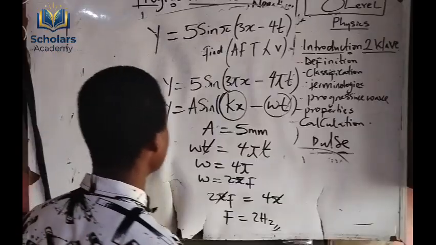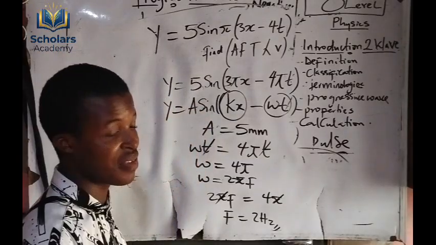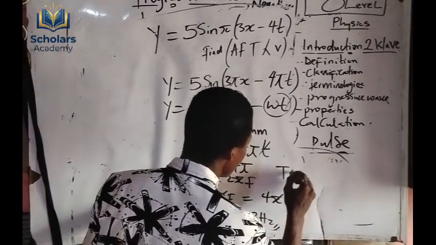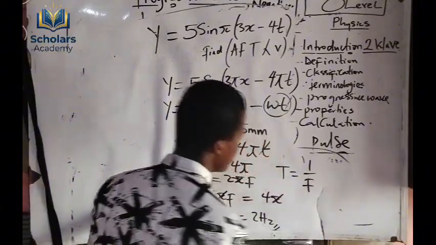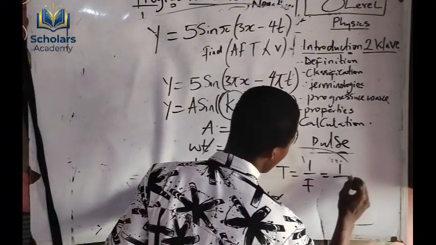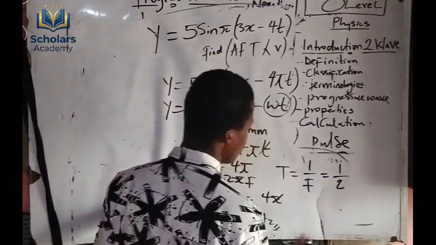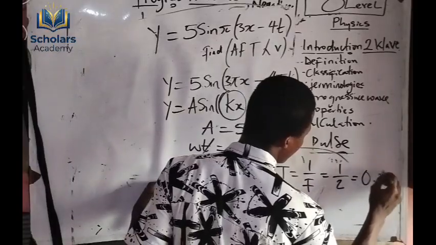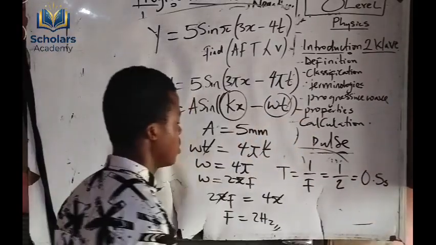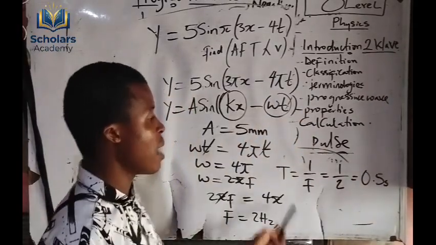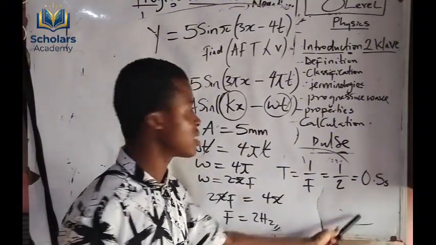Now I've gotten the frequency. Next I want to look for the period. And that's very easy. We all know that the period is the reciprocal of frequency. So that will be 1 over 2, which is 0.5 seconds. So my frequency is 2 Hz, my period is 0.5 seconds.